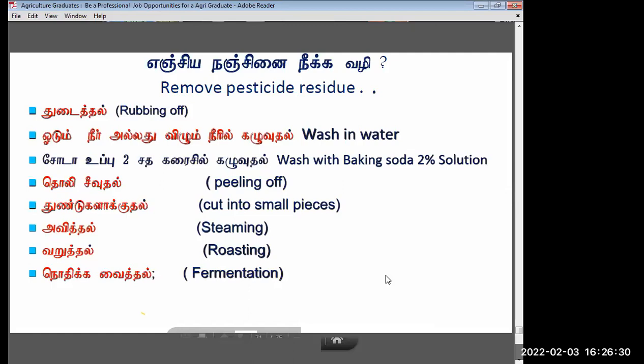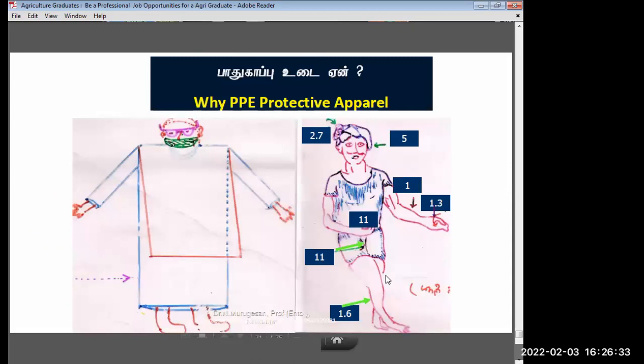Okay, next. This is how the spray man is affected. You please see the number. Suppose one man is spraying pesticide with minimum dress, just underwear and banyan. What is the quantum of pesticide recovered from his body surface? For example, in the stomach there is 11 gram of pesticide. Inside the underwear also 11 gram. How does the 11% go under the underwear?